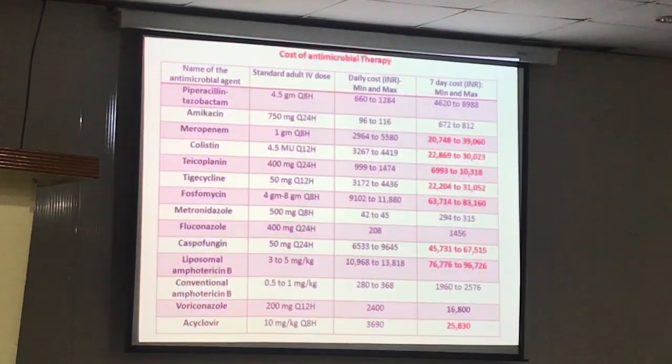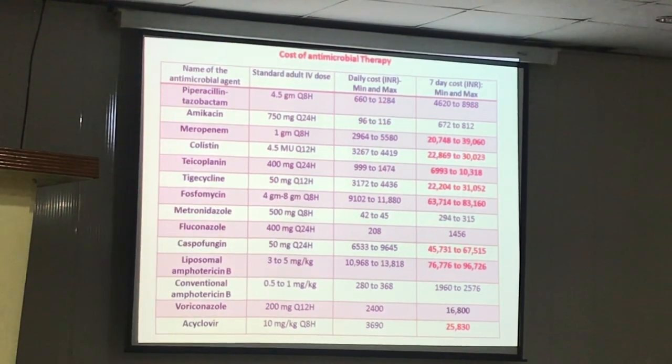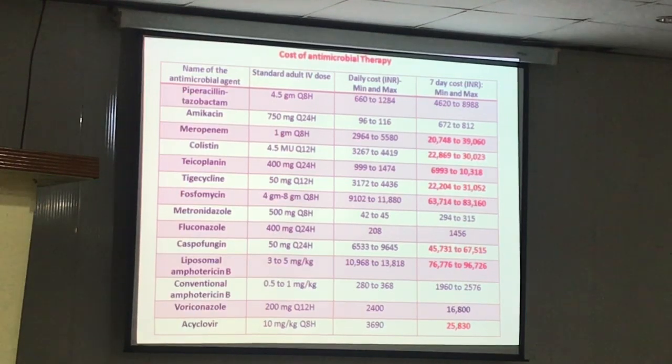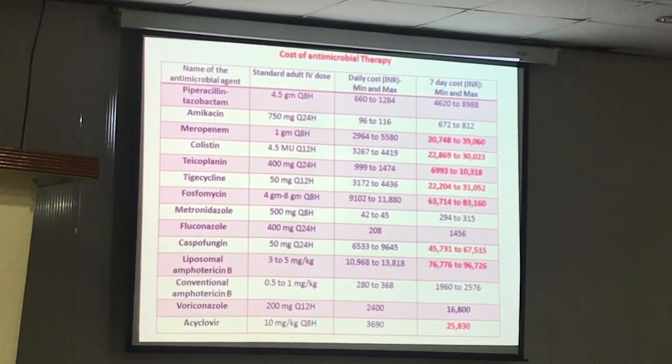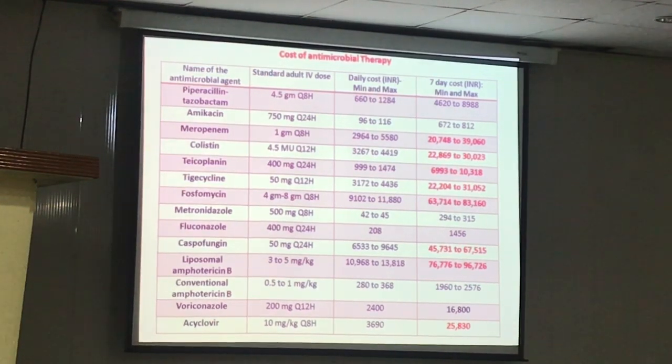Next slide, please. So this shows the cost of antimicrobial treatment. So this is the daily cost and this is the 7-day cost. And in many a case, if you look at this cost, there are many patients in intensive care units, in our hospital, in other corporate hospitals, and maybe sometimes in government hospitals, where the total cost of antibiotics per day is close to 50,000 rupees. 50,000 rupees per day. So if it is 10 days, 5 lakh is lost just by antibiotics only. And the patient survival rate is 50%.